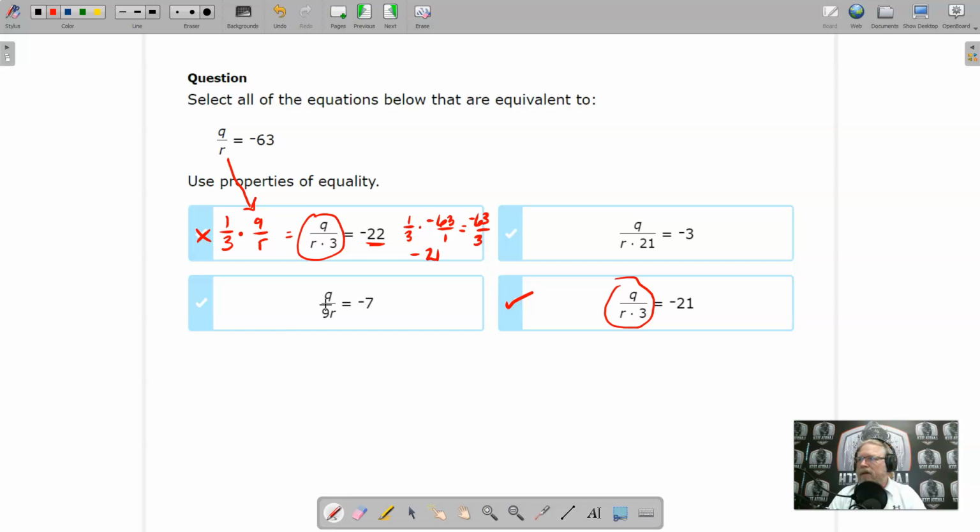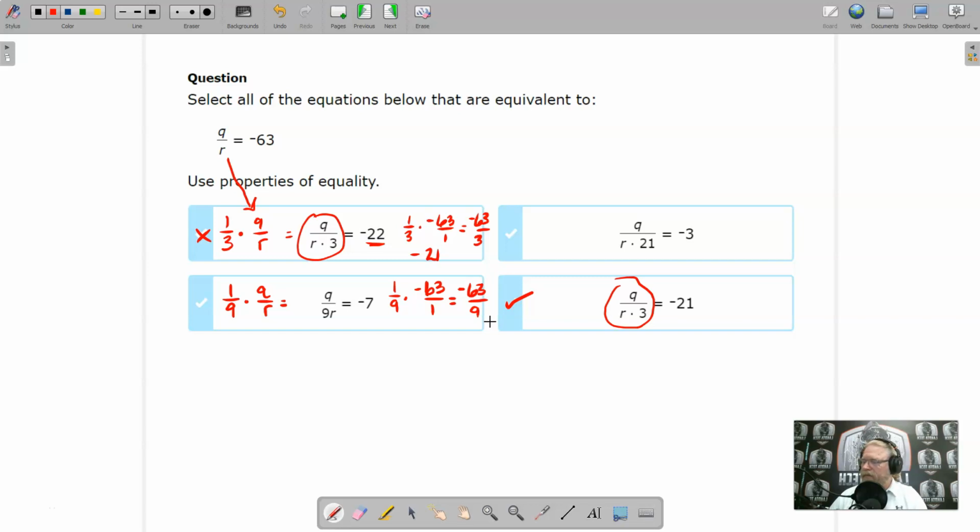Next one we have here, looks like 9 is being multiplied times r. So we're taking 1 over 9, multiplying it times q over r. 1 times q is q, 9 times r is 9r. So we're multiplying by 1 over 9. So let's take 1 over 9, multiply it times negative 63. I'm getting that negative 63 from up here. I'm making it a fraction so that I can do fractions times fractions. 1 times negative 63 is negative 63. And 9 times 1 is 9.